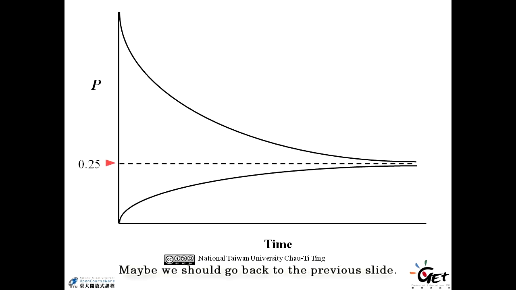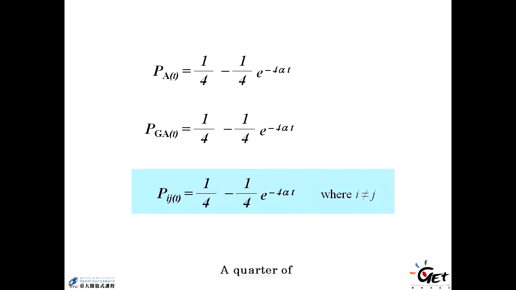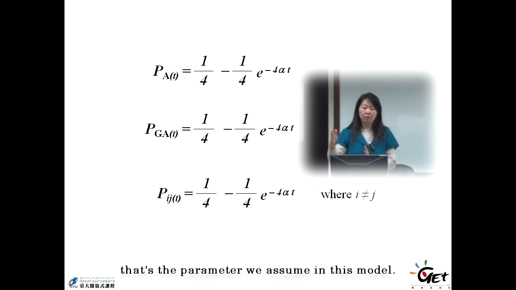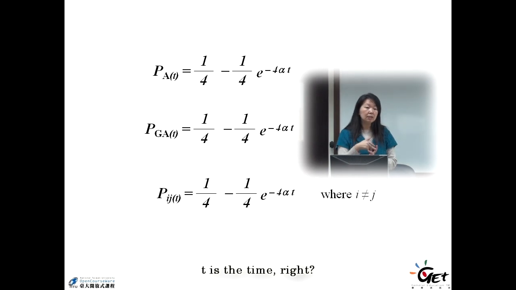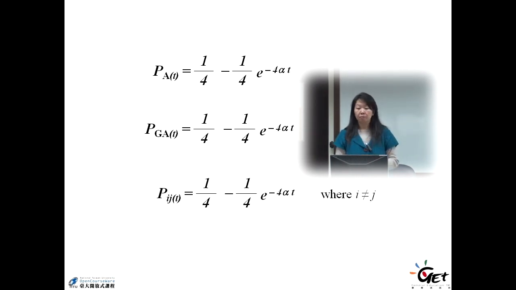Maybe we should go back to the previous slide. So in this one, at the end, you will see a quarter, so 1/4, minus a quarter of e to the power of minus 4 alpha t. So alpha is the change from one state to the other. That's the parameter we assume in this model. T is the time, right? So these two contribute to this formula.